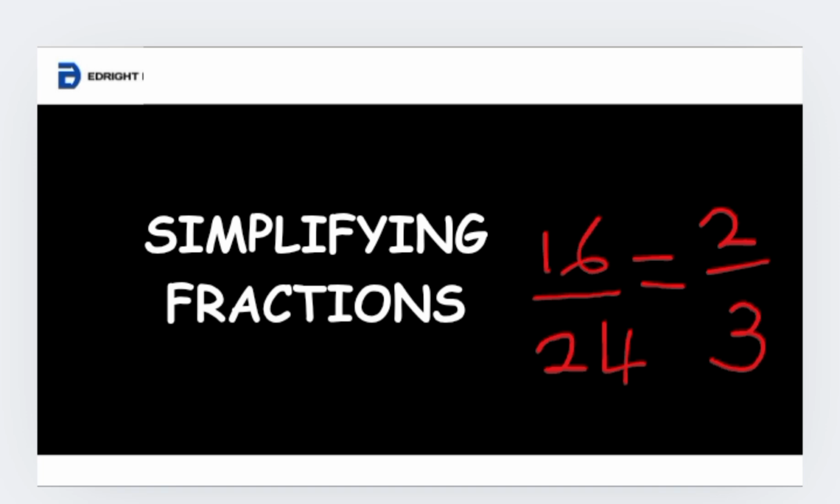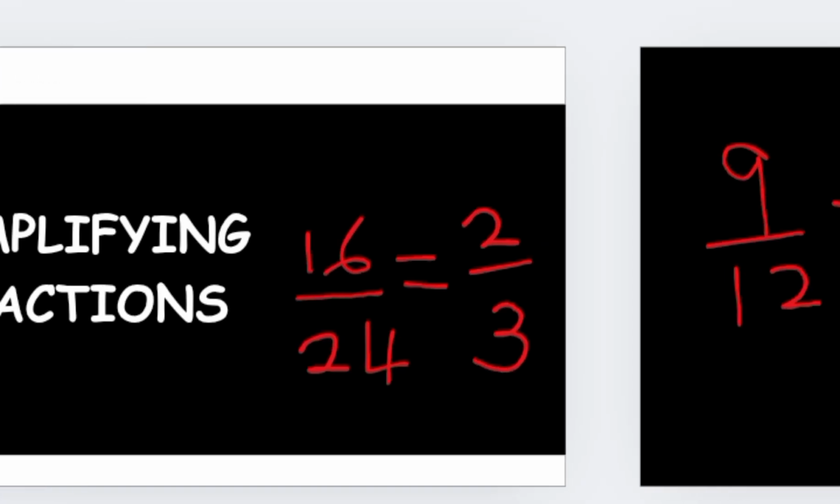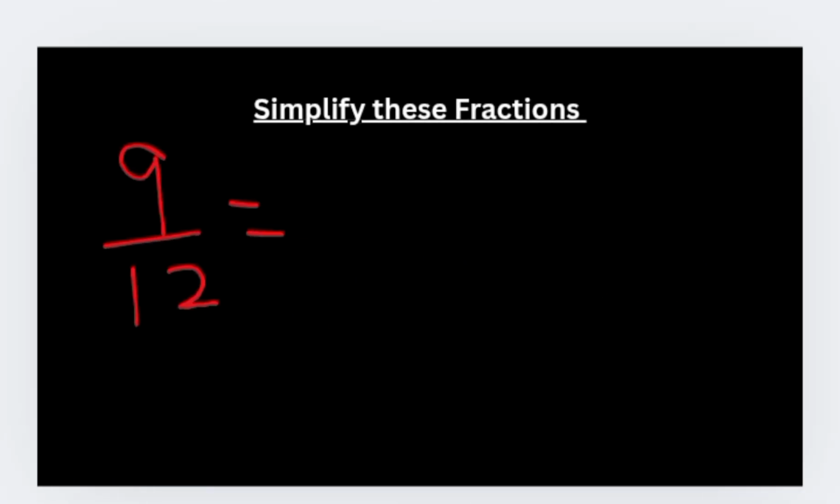Now, for this, we have 16 over 24. 16 is quite large, and then we have reduced 16 over 24 to 2 over 3. So that is what we're going to be looking at in this lesson. So let's simplify this fraction.